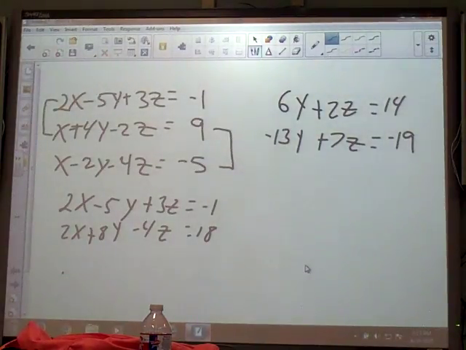So those two new equations that I've written over there on the right are what I got to put together now, but they're not jiving yet. I got y's that are a 6 and a 13. I got z's that are a 2 and a 7.